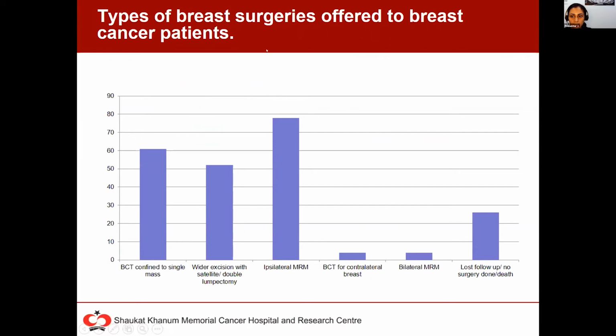So this slide shows the various types of breast surgeries which were offered to the breast cancer patients. We can see that breast conservation surgery was done for a single malignant mass in 61 patients. This category included patients who had malignant satellite masses in which breast conservation surgery was possible. This included wider excision with the satellite, double lumpectomy, wire localization lumpectomy, and quadrantectomy. MRM was done for multifocal disease, and this category also included 12 patients with unifocal disease, in which breast conservation was not possible because of small breast size or poor chemotherapy response. 4 patients had breast conservation for the contralateral breast, and bilateral MRM was done for 4 patients.